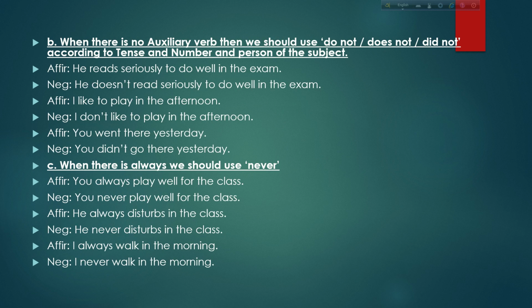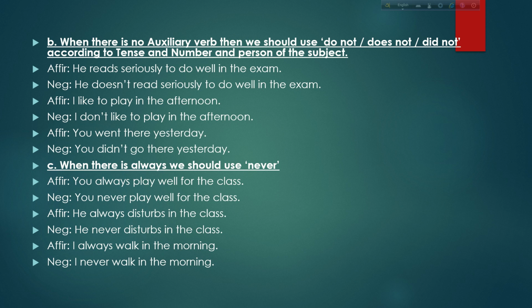B. When there is no auxiliary verb, then we should use do not, does not or did not according to the tense and number and person of the subject. He reads seriously to do well in the exam. He doesn't read seriously to do well in the exam. I like to play in the afternoon. I don't like to play in the afternoon. You went there yesterday. You didn't go there yesterday.